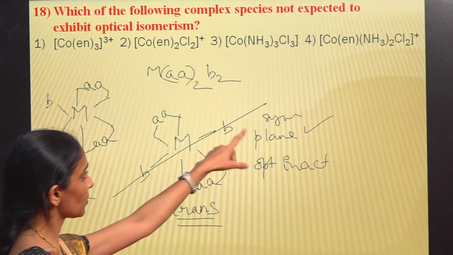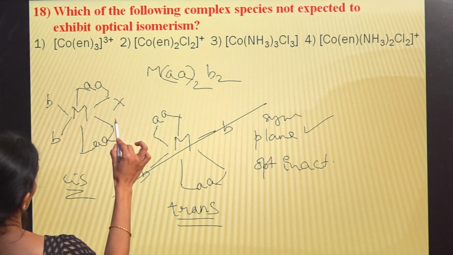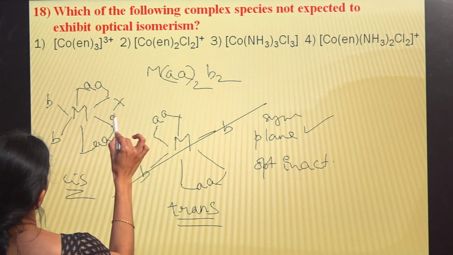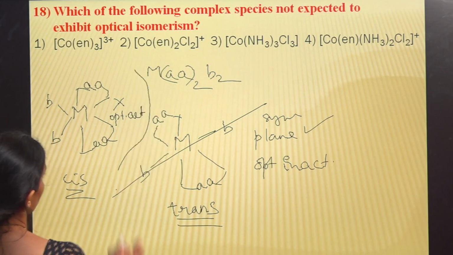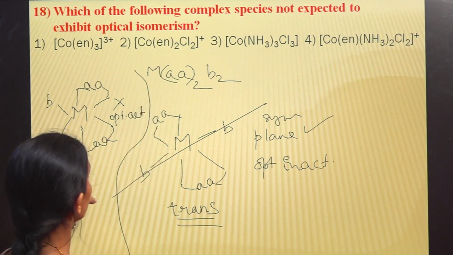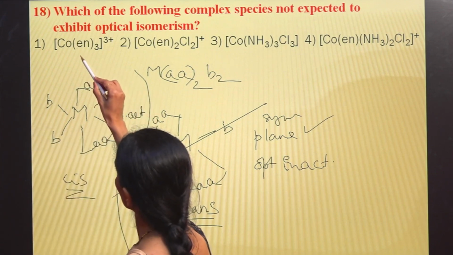In the trans form there is a symmetry plane, but in the cis form there is no symmetry plane. Hence, this is optically active. The cis form is optically active. This option is ruled out.